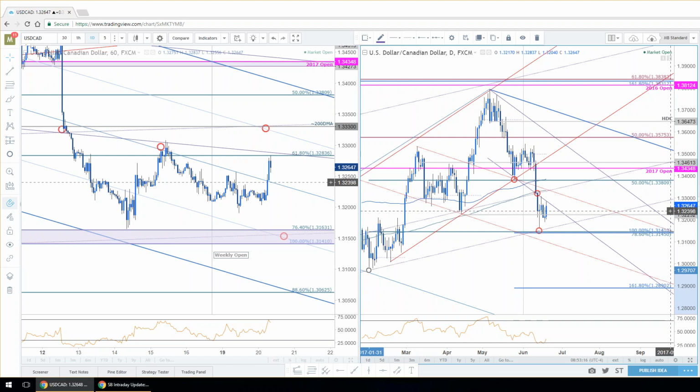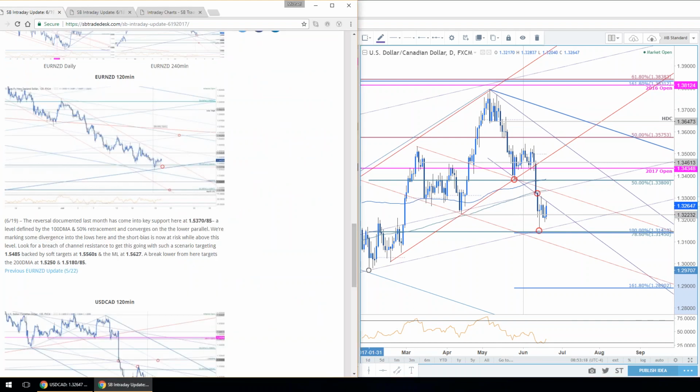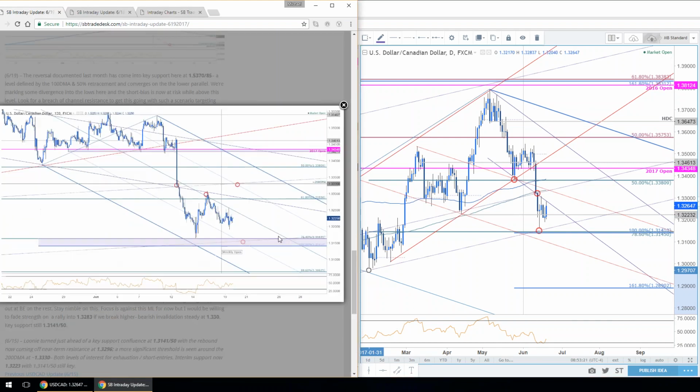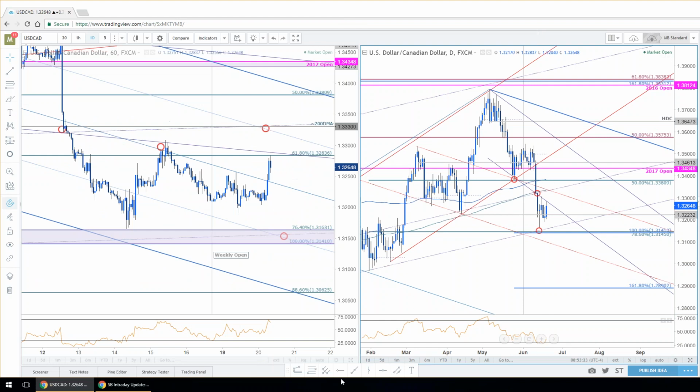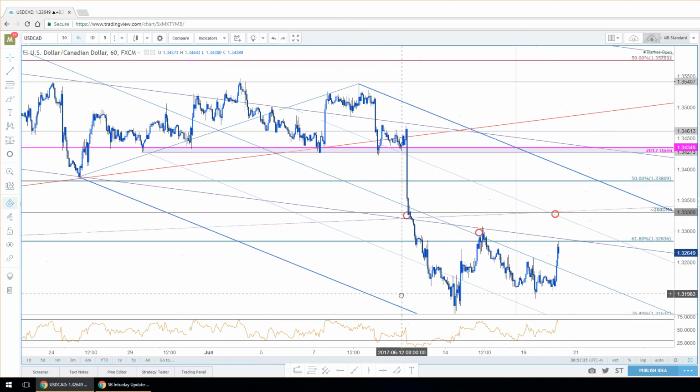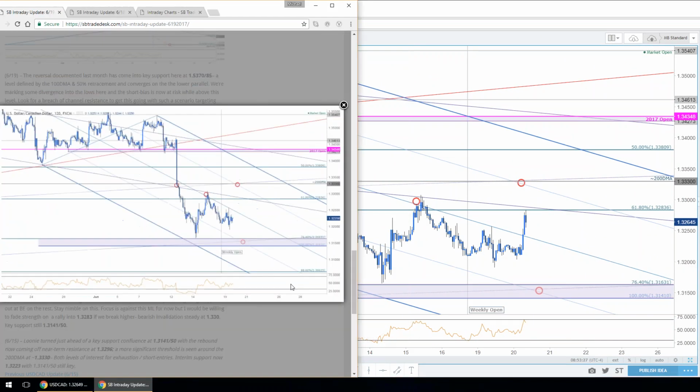Okay, euro dollar from the previous update. Here's what euro looked like. Again, here's what dollar CAD looked like last night. Just real quick, no change to any of the levels. We've simply made a break of this median line to the upside, testing this target. Again, 33.30 is bearish invalidation and a level of interest.